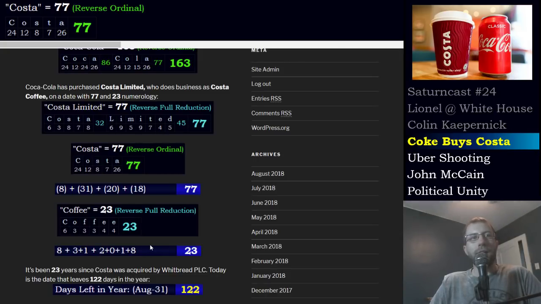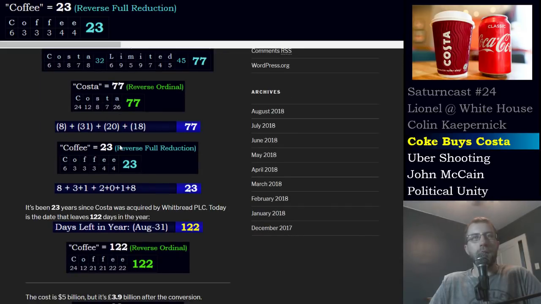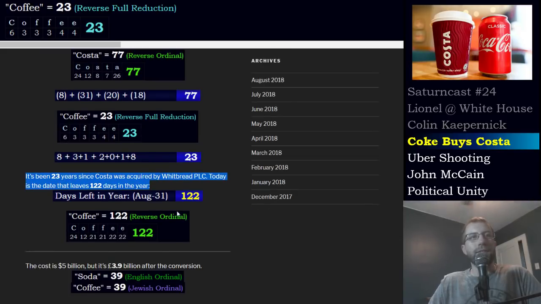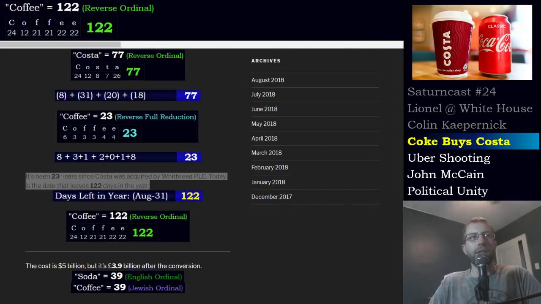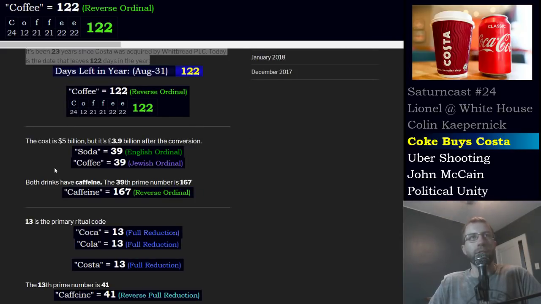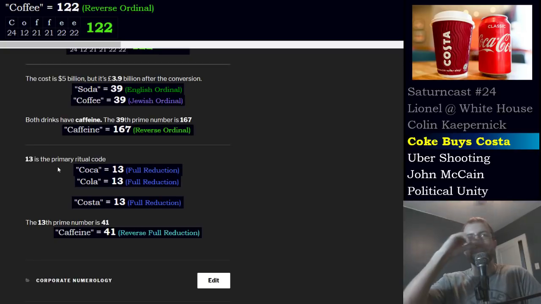This date also had a reduced numerology of 23. The word coffee equals 23, also reverse reduction. Also, Costa Coffee was acquired by Whitbread 23 years ago. Also, the date of this announcement, August 31st, leaves 122 days in the year. In the reverse order, coffee equals 122.